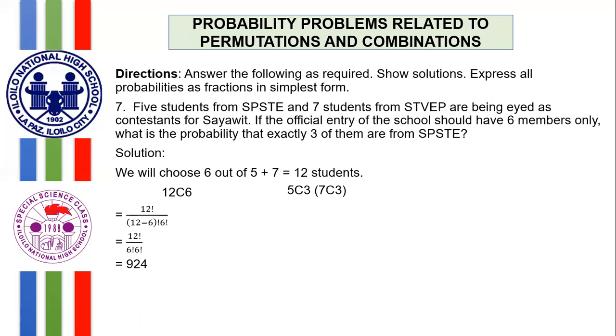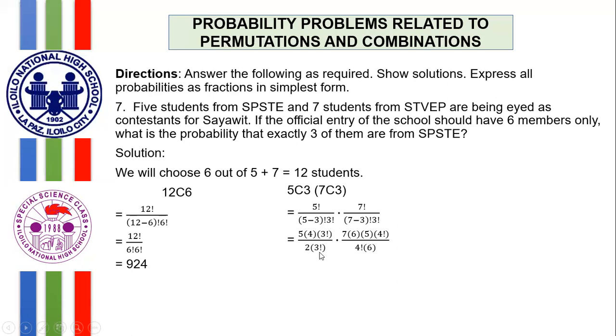But remember, as I mentioned earlier, if 3 are from SPSTE, then 3 also will be taken from STBEP because you have only 6 contestants or 6 members. There are 5 SPSTE, so that's 5C3 ways to get the students from them, and 7C3 ways to get the 3 out of the 7 STBEP students. By substitution to the combination formula, we have 5 factorial all over 5 minus 3 quantity factorial times 3 factorial, times, for the second one, 7 factorial all over 7 minus 3 quantity factorial times 3 factorial. The first one becomes 5 times 4 times 3 factorial all over 2 times 3 factorial.